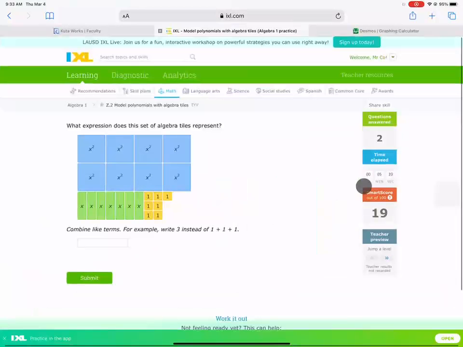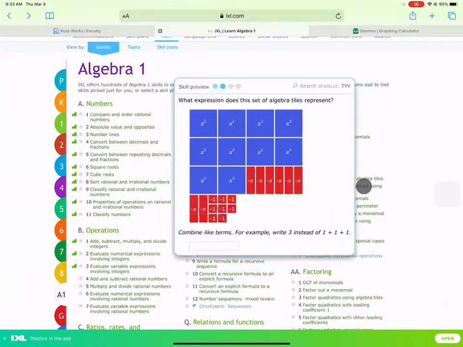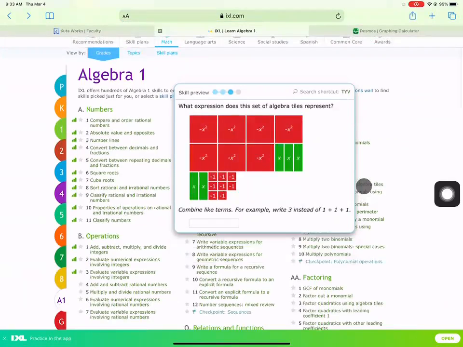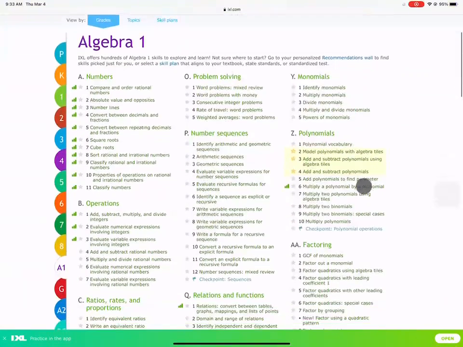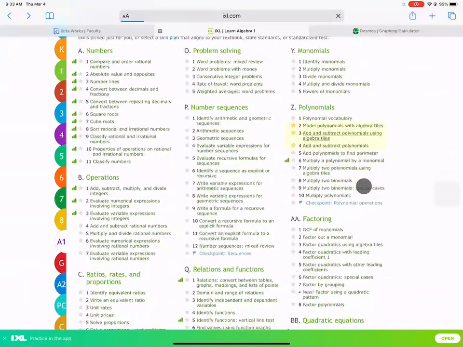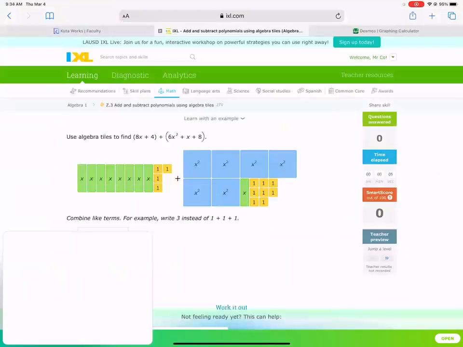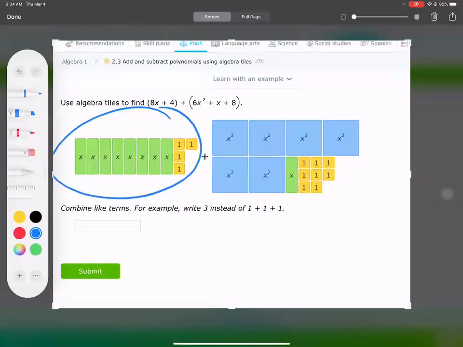Right? So you do that for a little bit, only up to 50. Our next one we're going to work on is adding and subtracting using algebra tiles. Right. So for this problem here, you're going to add the first group plus the second group.